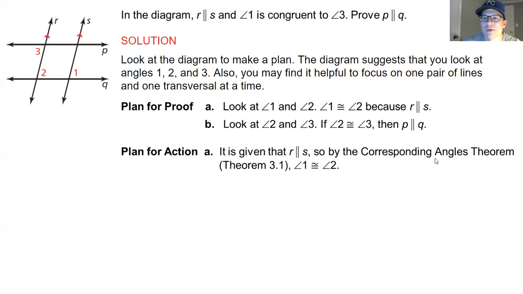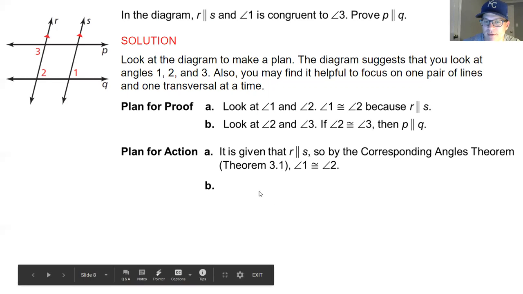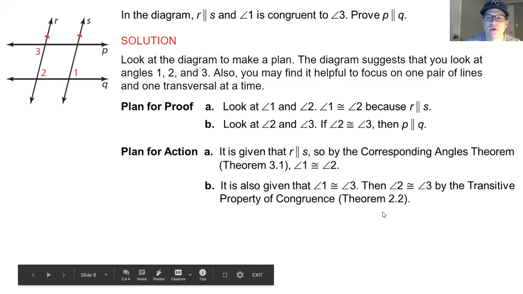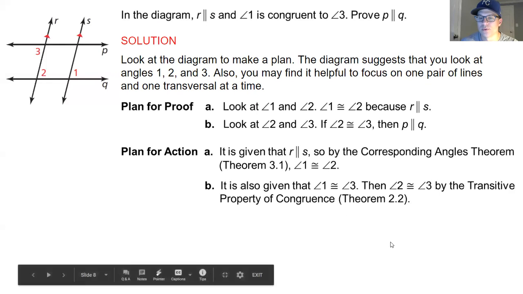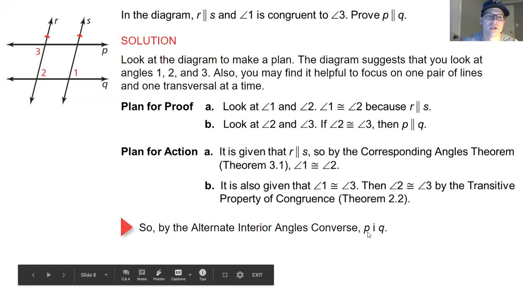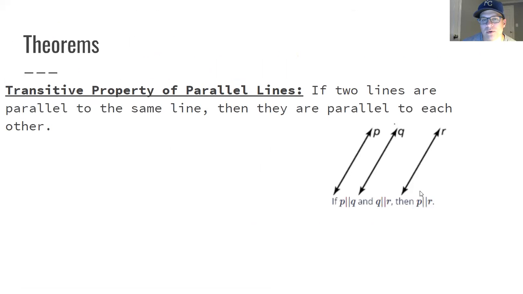So based on the corresponding angle theorem, 1 and 2 are congruent based on the given information. It's also given to us that 1 is congruent to 3 from the directions from the get-go. So because of the transitive property, 1 is congruent to 2 and 1 is congruent to 3, so 2 is also congruent to 3. Then we can use that fact of 2 being congruent to 3 based on the alternate interior angle converse, hence P is parallel to Q.